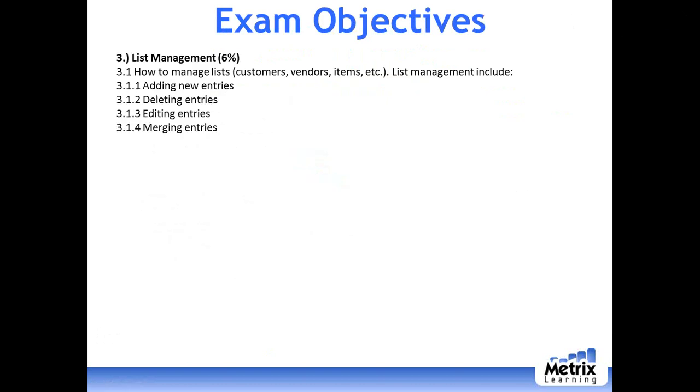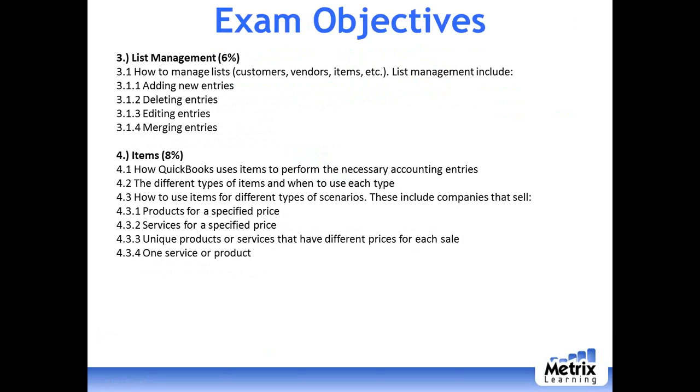Item number 3 is list management. This is 6% of what's asked. You will want to know how to manage lists, so customers, vendors, items, etc. List management includes adding new entries, deleting entries, editing entries, and merging entries. So again, in order to merge an entry in a list, you'll want to rename the list entry. You can refer to pages 30 to 32 of the Day 1 manual for this information.